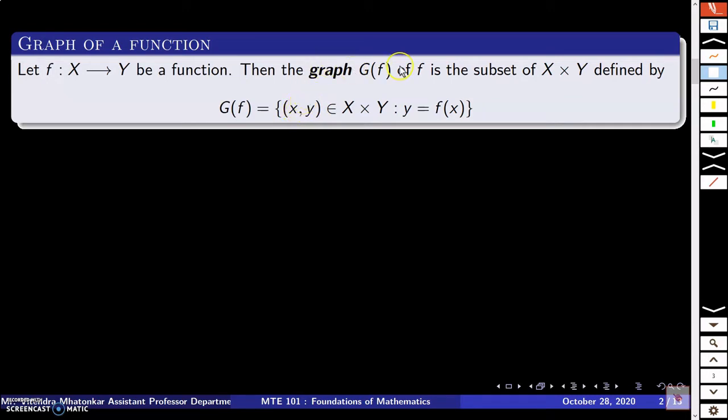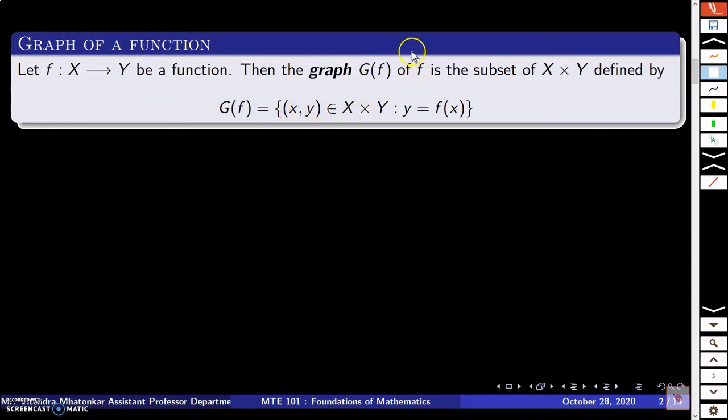Alright. The graph of a function f is a subset of x cross y defined by the set of all ordered pairs (x, y) such that the second point here is the image of the first one. Or you can say that the first one is the pre-image of the second one. They mean the same. So these are nothing but the points from the Cartesian product x cross y. So what you are doing, you are collecting all the points from the Cartesian product of the form (x, y) such that y is equal to f of x.